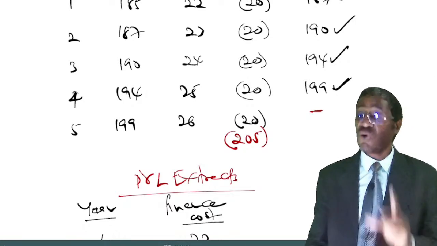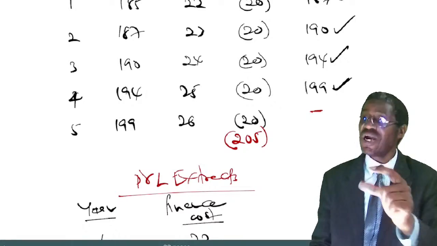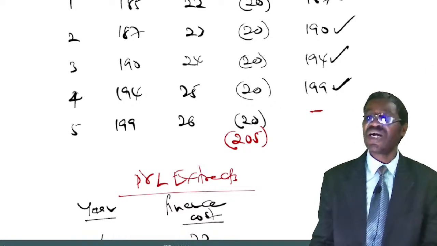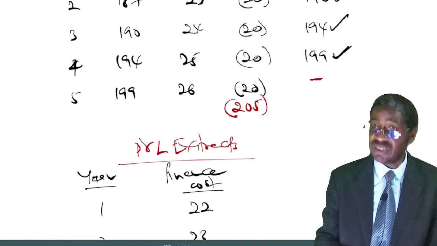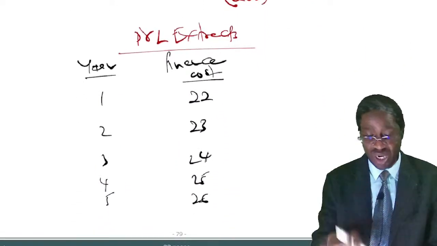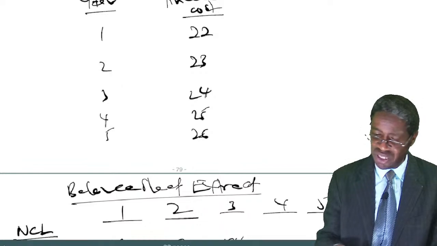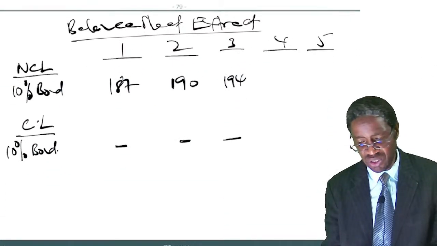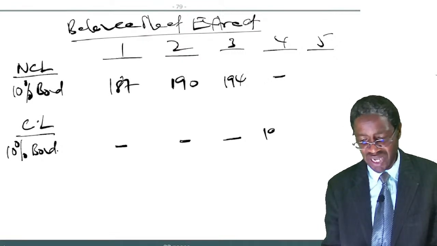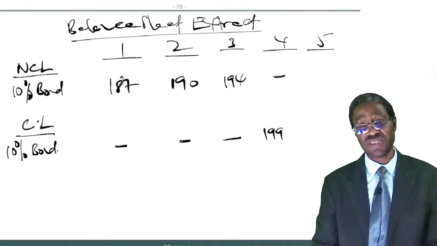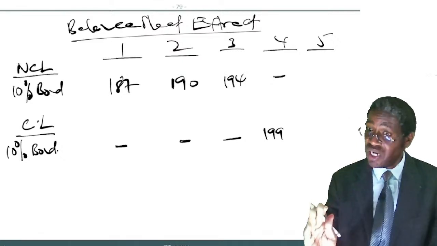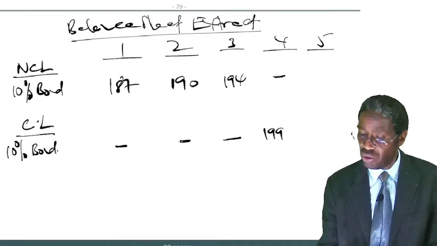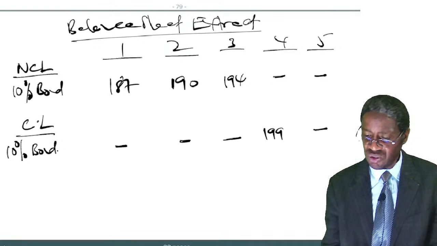So by the end of year 4, I'll consider that 199 as a current liability, not long-term. I still have only 1 more year to go, so I classify that as a current liability. Nothing long-term in that year. In the 5th year, there is no balance carried down at all, so there is no long-term and no current.